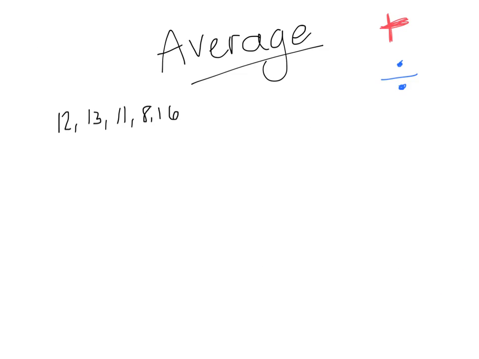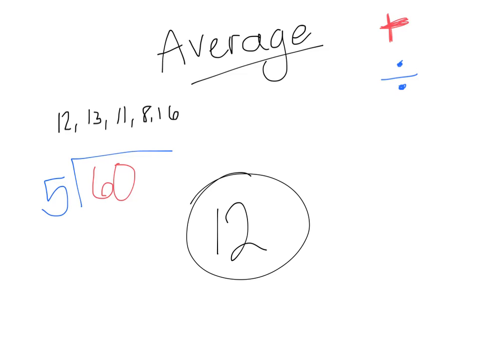When finding the average of a data point set, you have two steps. Your first step is to add, and your second step is to divide. First step, add all your data points. If I added all of these together, I would get 60. And then the next step is to divide my sum. How many data points are there? There are 5. So I'm going to divide it by 5. 60 divided by 5 equals 12. So my average for this data set is 12.